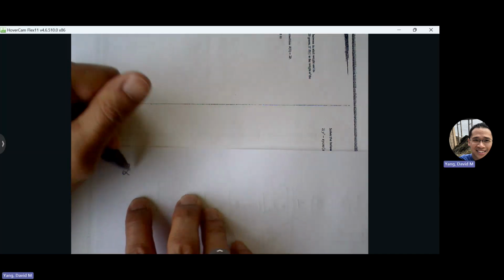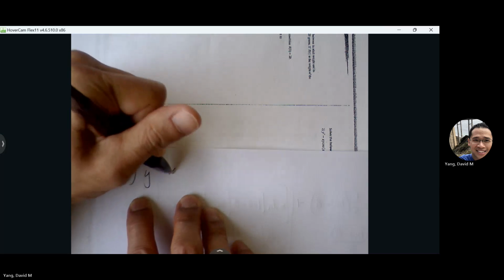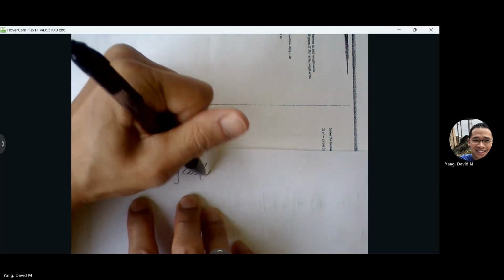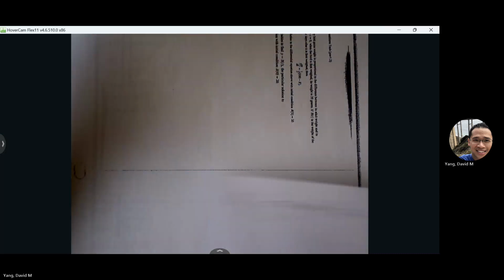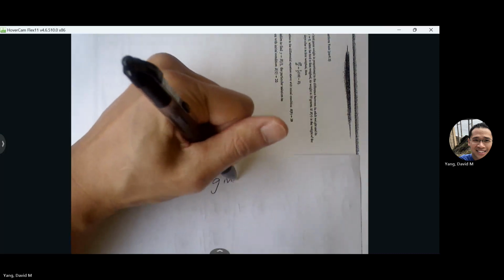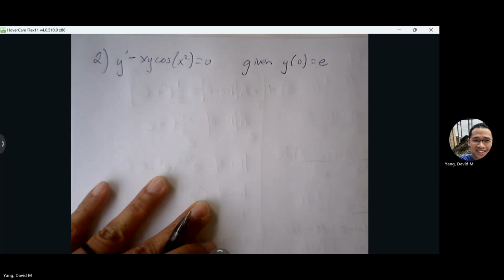All right, number 2. Back to a more traditional differential equation with x's and y's. Okay, so I want you guys to try this one, and then I'll work on it at the same time that you guys do.